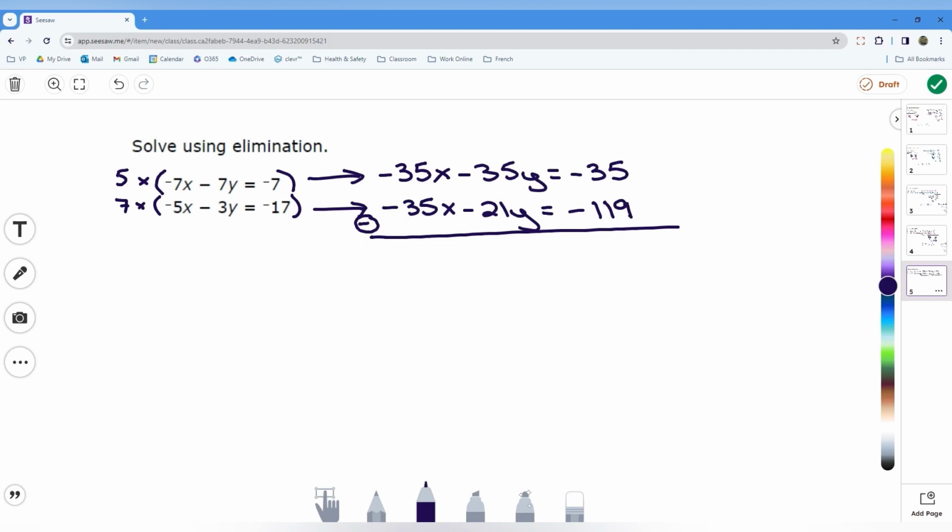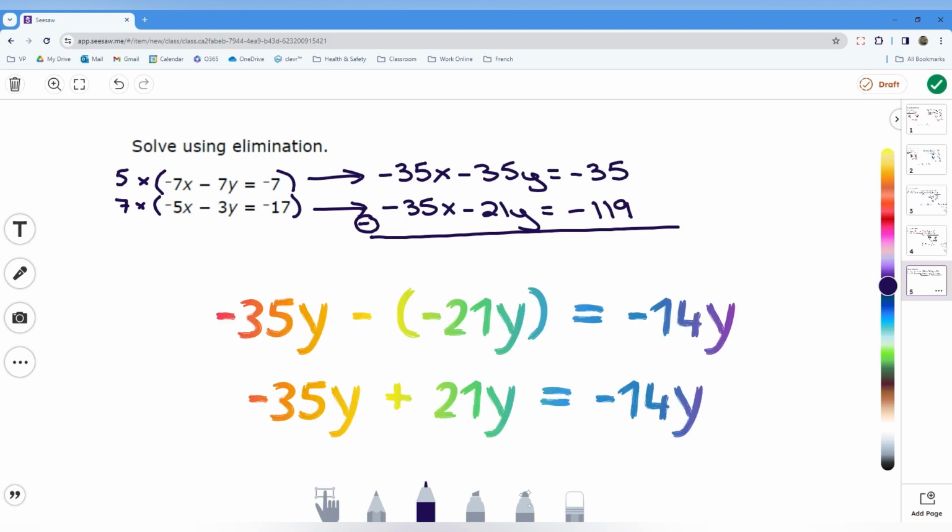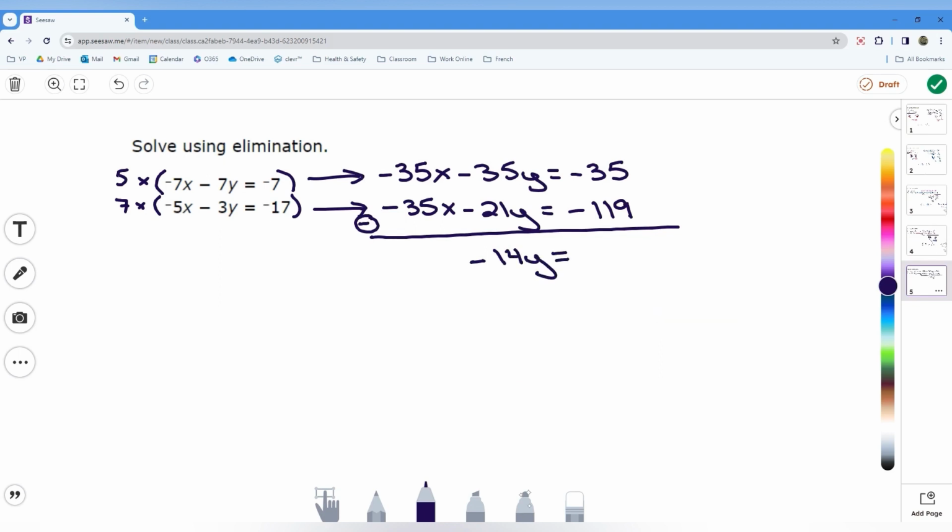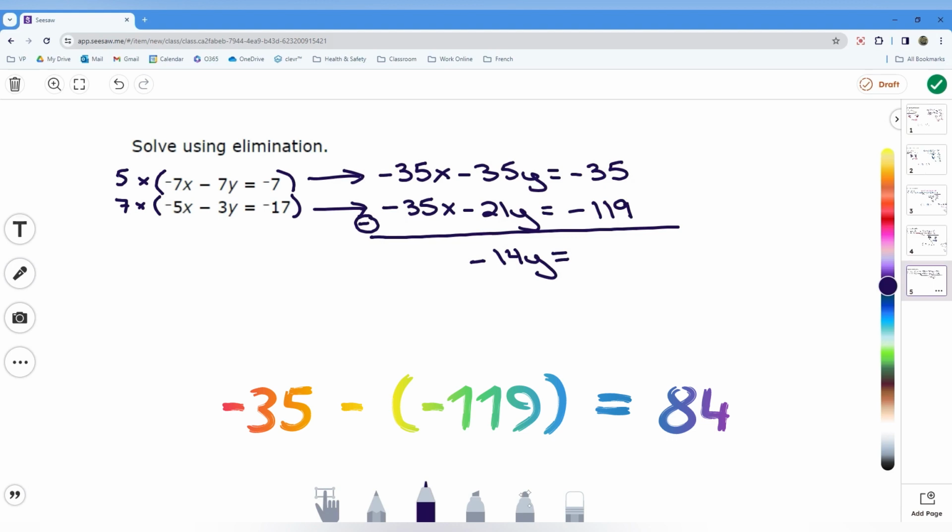So now if we do the same thing, I've got 35 and I'm -35. Subtracting a -21 turns that into +21. So I am left with -14y. -35, subtracting a negative, is going to turn that once again into adding 119. And so that becomes a total of +84.